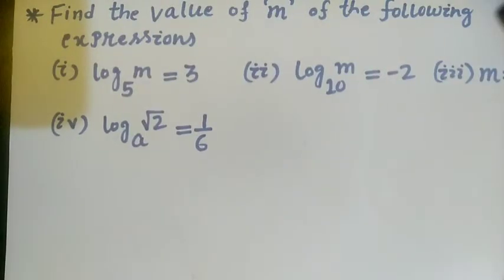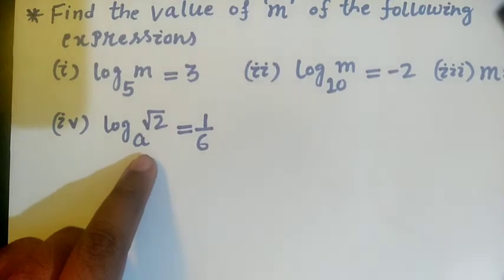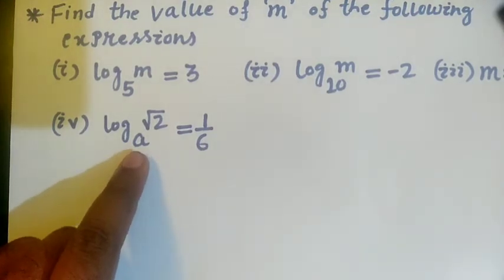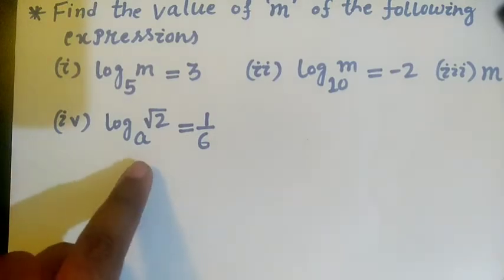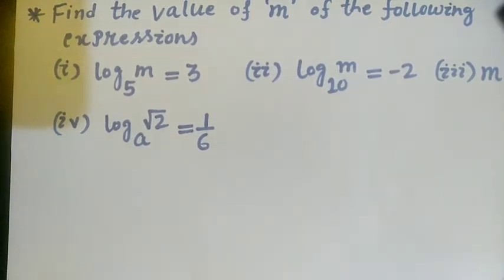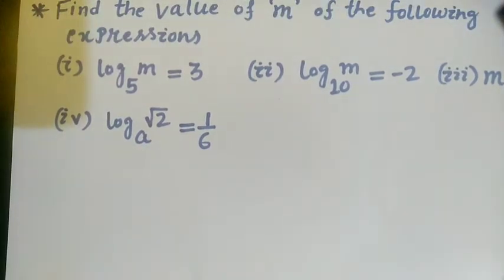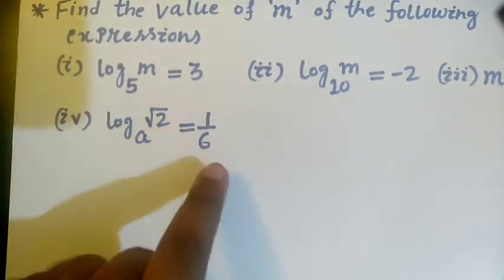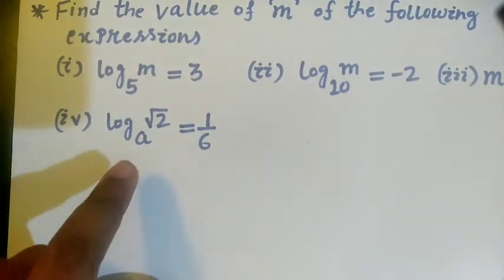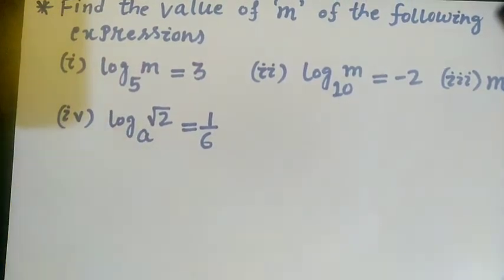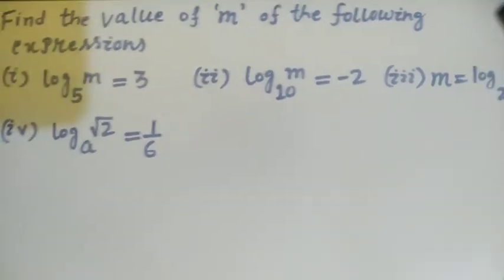In the fourth question, logarithm of root 2 with base a is equal to 1 by 6. Here the unknown quantity is a, not m. You can write m here, but in any problem you can take any unknown quantity. So logarithm of root 2 with base a is equal to 1 by 6. We have to find out the value of this unknown quantity. So let's proceed.